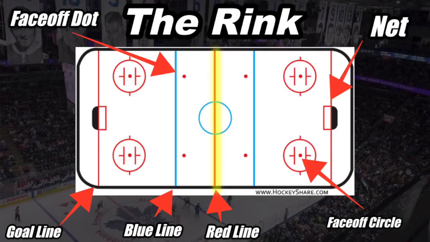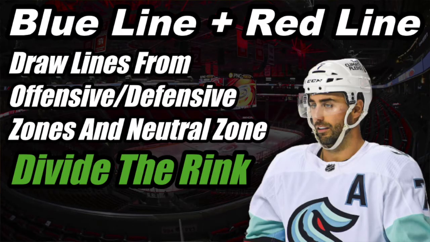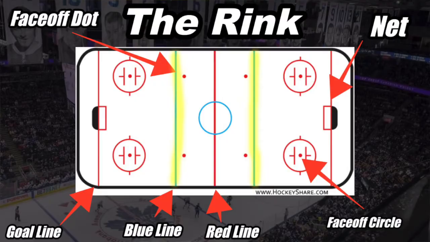Moving on to how the lines work, the red line is in the direct middle of the ice and divides the zones from each other. The blue lines divide the neutral zone from the defensive zone and the offensive zone. If a player crosses into the offensive zone before the puck does, that is called an offside. We'll get into the rules in a little bit though. I did my best explaining that.